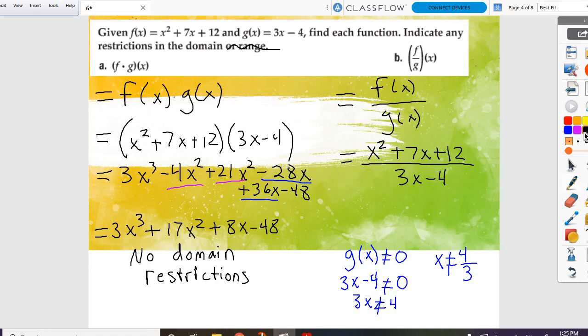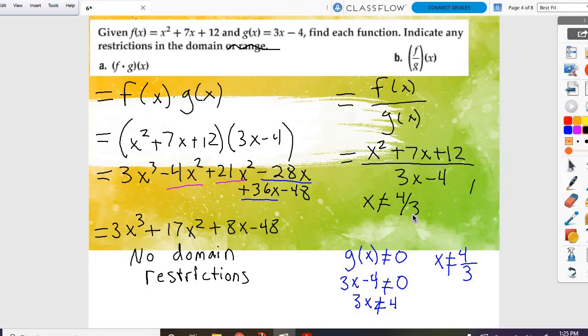So then we just want to add that to our problem. So basically we're saying that x squared plus 7x plus 12 all divided by 3x minus 4 is my answer as long as x does not equal 4/3. And that would be the domain restriction, which we listed there. So that would be our final answer.